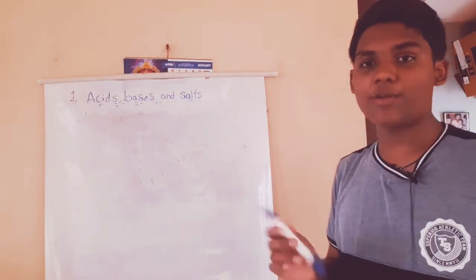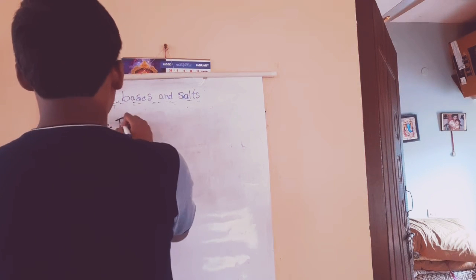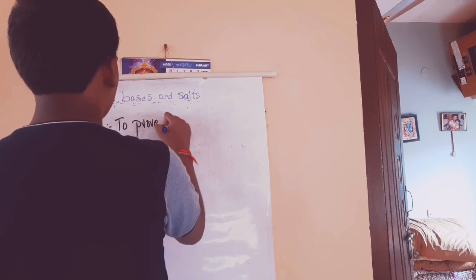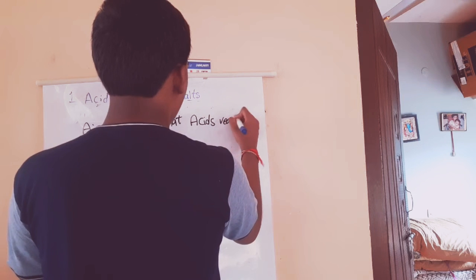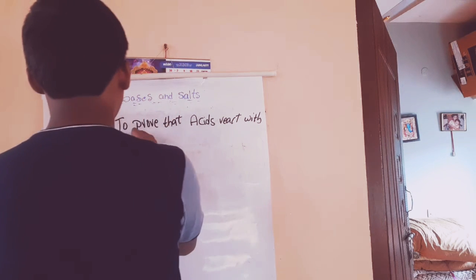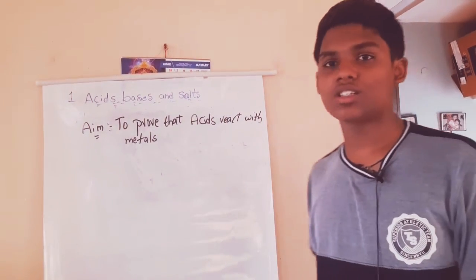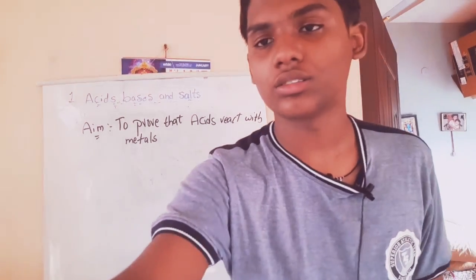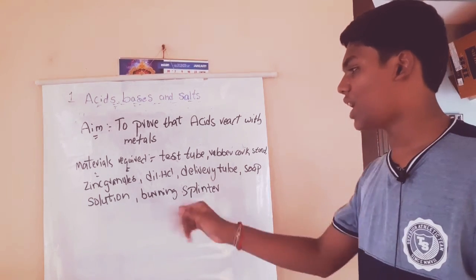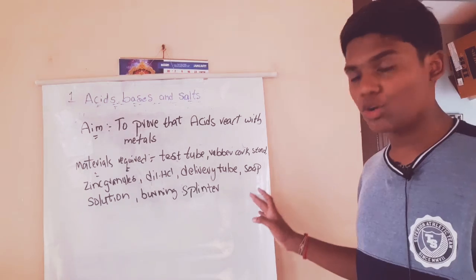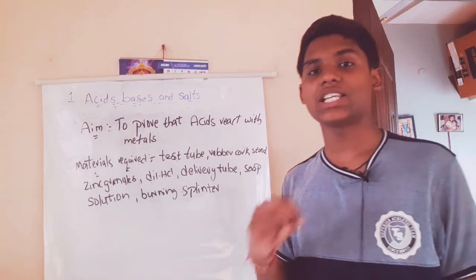So what is the aim of this activity first of all? To prove that acids react with metals. What are the materials required? These are the materials required: test tube, rubber cork, stand, zinc granules, dilute hydrochloric acid, delivery tube, soap solution, burning splinter. So the aim of the activity is to prove that acids react with metals.